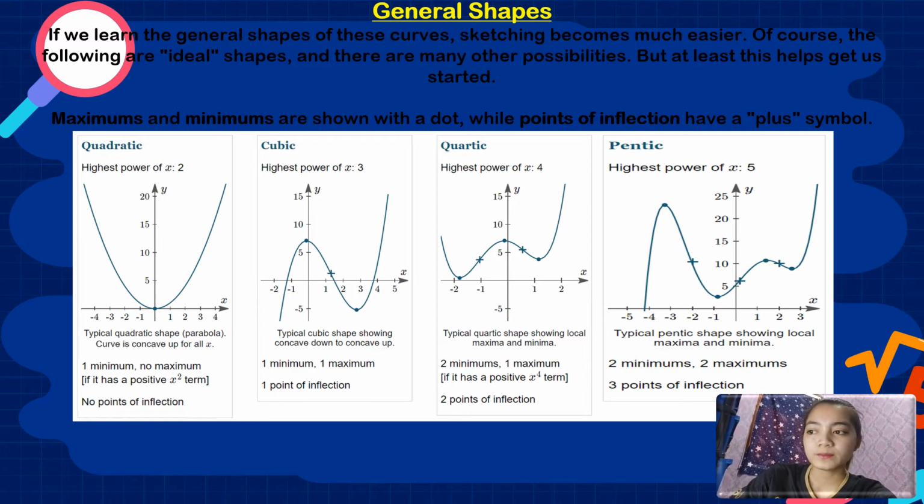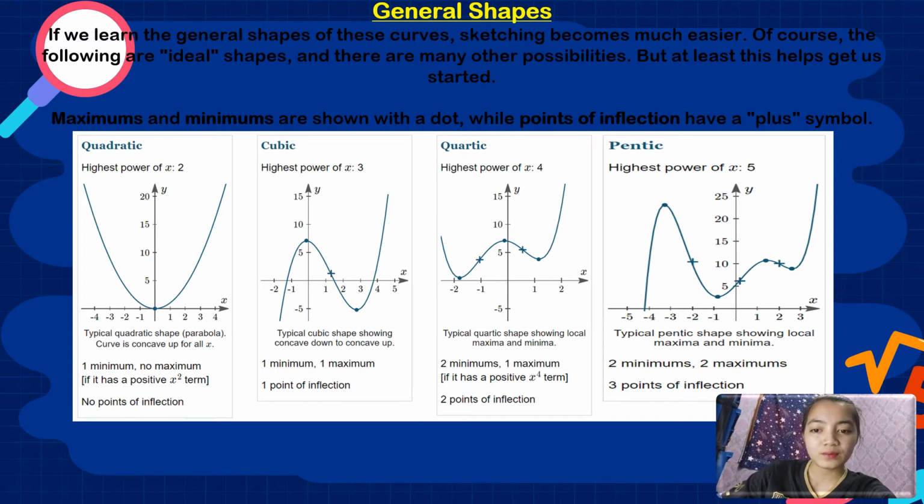For quartics, highest power of x is 4. Typical quartic shapes showing local maxima and minima. Two minimums, 1 maximum if it has a positive x⁴ term. 2 points of inflection.